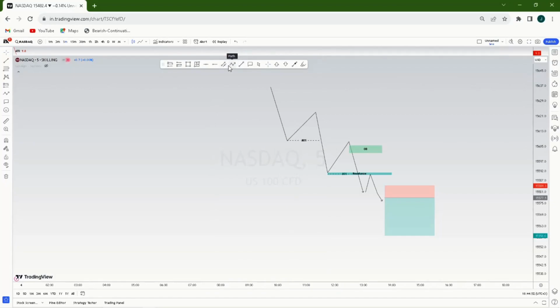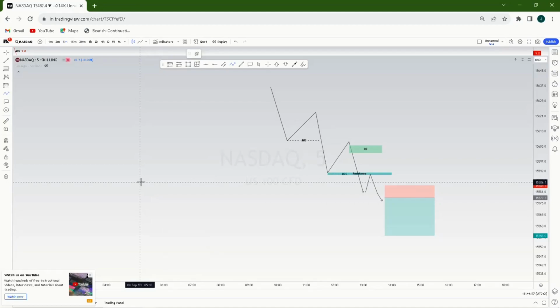That is a continuation. So how do we spot reversals? For a reversal, guys, what I want to see are the following chart patterns: head and shoulders, a double bottom or a double top, or a triple top, a triple bottom, something like that.